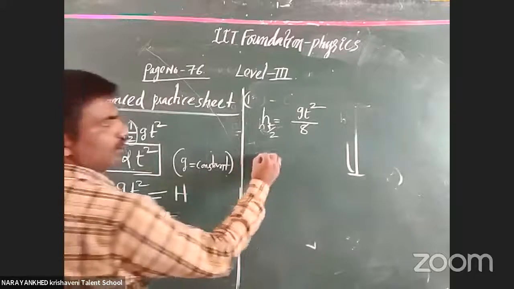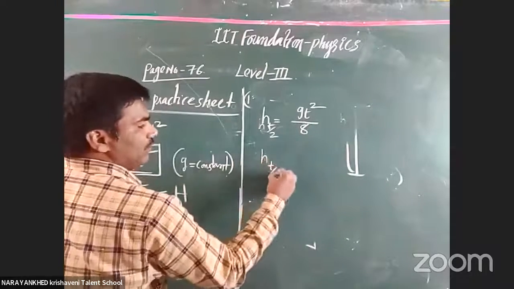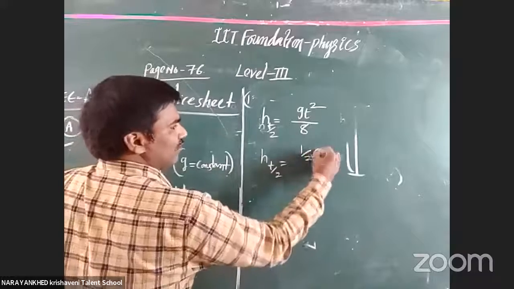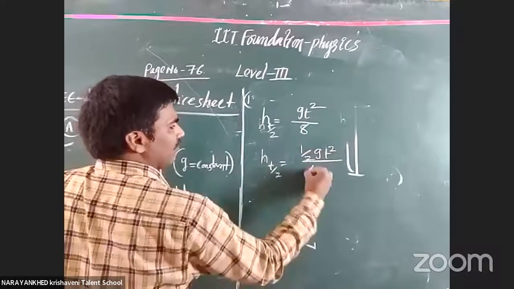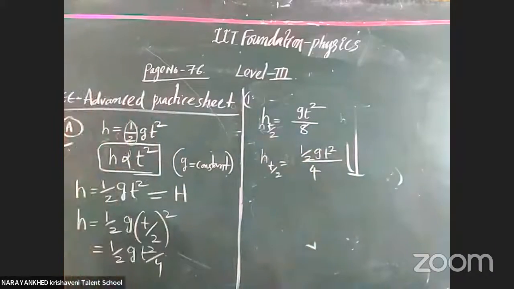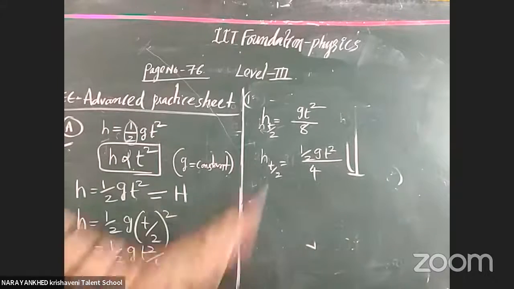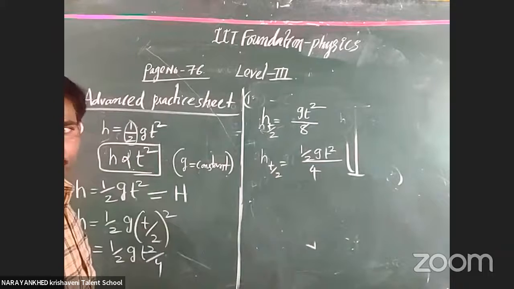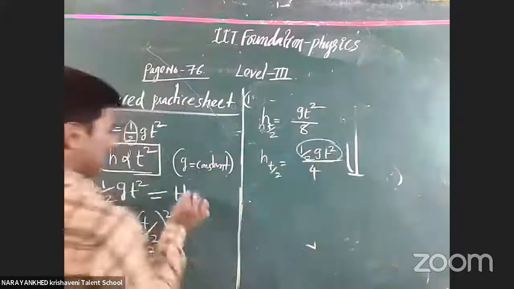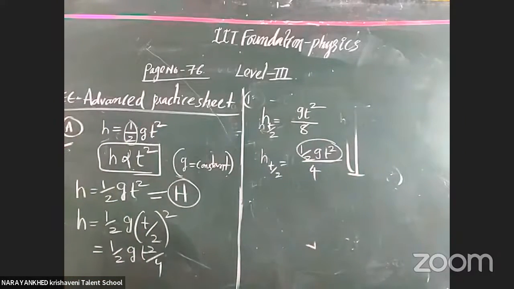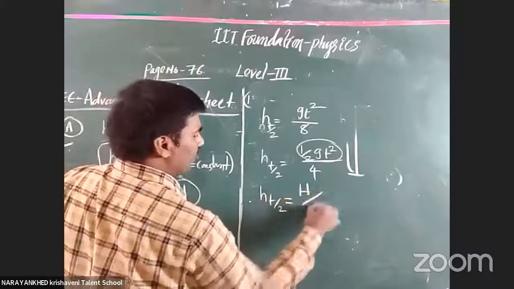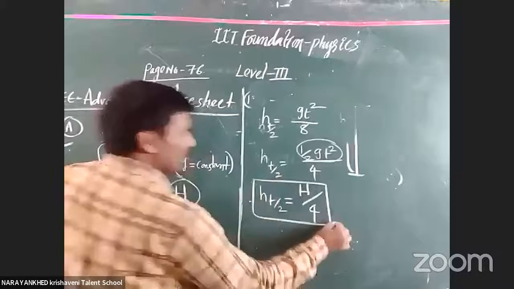Now, what is it actually? At t by 2, we have written here half dt square by 4. This value is written as half dt square by 4. Okay, now what is half dt square here? It is H. Then H at t by 2 is equal to what? H by 4. That is the answer here.